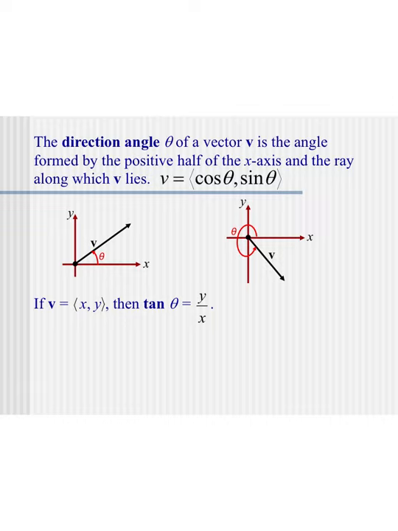And our formula to help us find that is just going to be tangent of theta is equal to y over x, where y is the y component of your vector, and x is the x component of your vector.